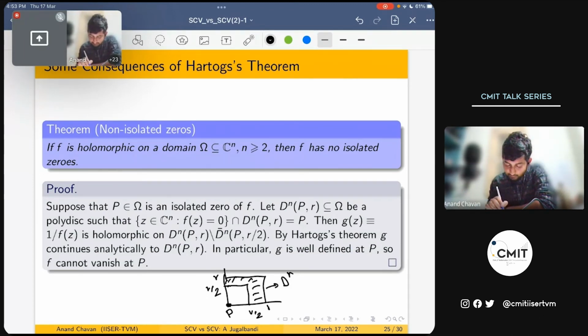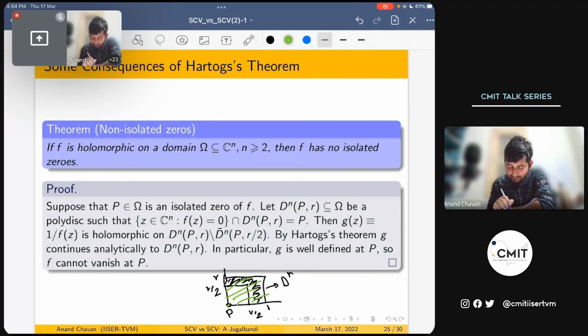So which is holomorphic on this shaded area. Now Hartogs' theorem says that this G can be extended to the whole polydisk, which means that by Hartogs' theorem G continues analytically to this whole set Dn. In particular, G is well defined at P, right? G will be well defined at P.